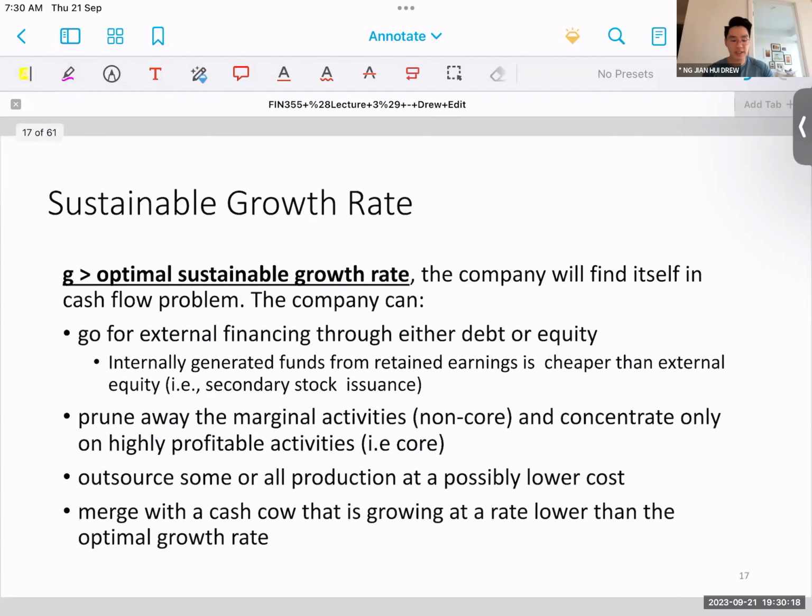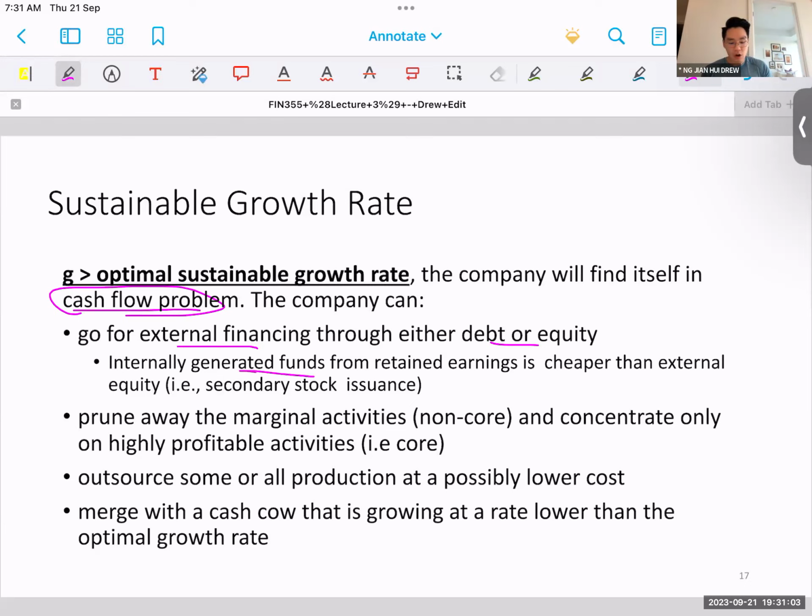All right, so just a bit more detail on the sustainable growth rate. If G, the growth rate of the company, is more than the optimal sustainable growth rate, it means that the company is growing faster than what it's supposed to be growing. It means that perhaps they might have some cash flow problems because they are growing so fast, but it's not sustainable. So if they do have cash flow issues, they can reach out for some external financing, whether through debt or equity, to make sure that the cash flow remains stable and sufficient.